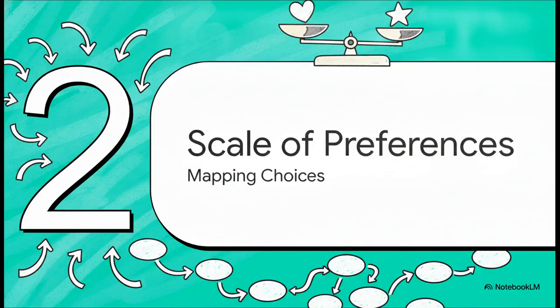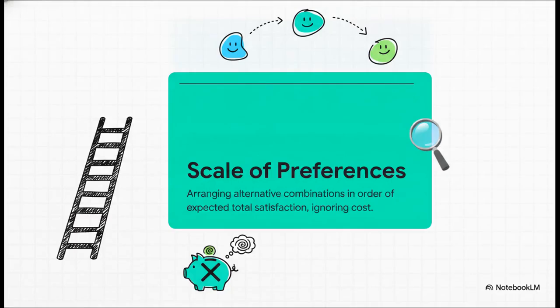Moving right into part two, mapping preferences. How did economists fix this mess? Well, they completely ditched rigid numbers for something much more naturally human, relative choices. This brings us to what's called a scale of preferences. Instead of agonizing over exactly how much satisfaction you're getting, this approach simply asks you to rank different combinations that give you the same overall vibe or satisfaction. You're just building a hierarchy of your desires, and for the moment, we're completely ignoring how much things actually cost.